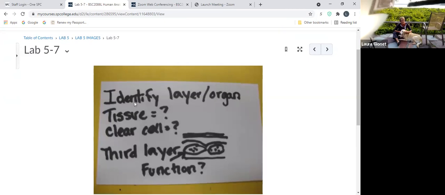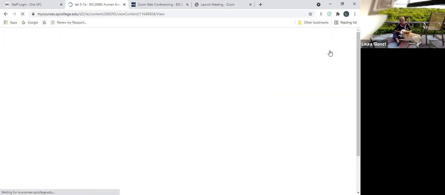So it says identify the layer, the organ, the tissue. What's that clear cell called? That's a goblet cell contained within it. And then the third layer is the hyaline cartilage here. I don't know why he didn't indicate the submucosa as well, and the adventitia, but it's easy to identify those, at least those two on this slide.